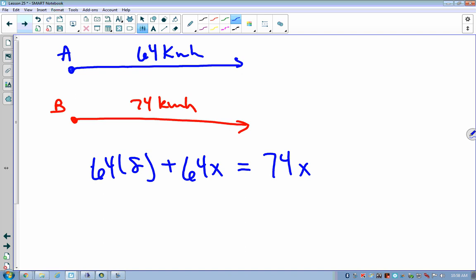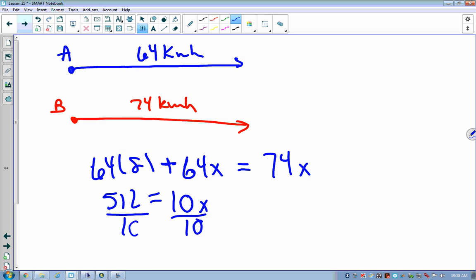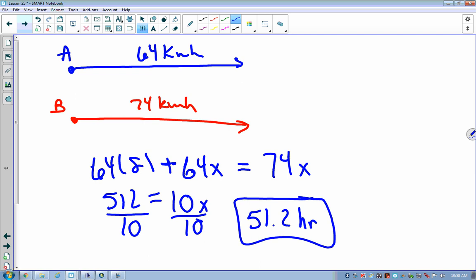All right, what's 64 times 8? 512. Oh, I'm sorry. Well, what are we going to do with the 64x? Subtract, so I'm getting what? Equals 10x. Okay, divide by 10, right? 51.2 hours. Yep. So in 51.2 hours, train B will catch train A.